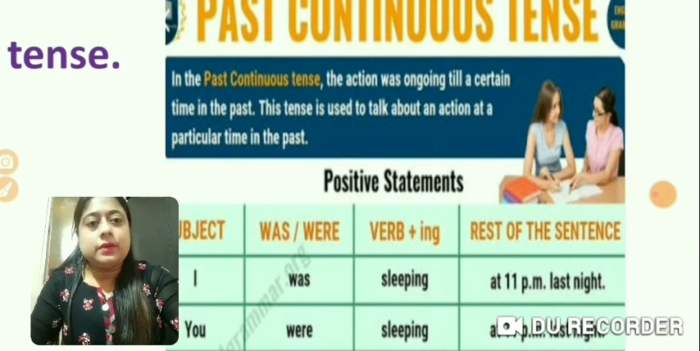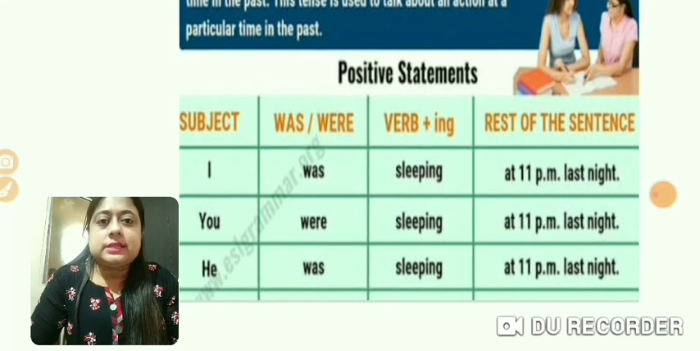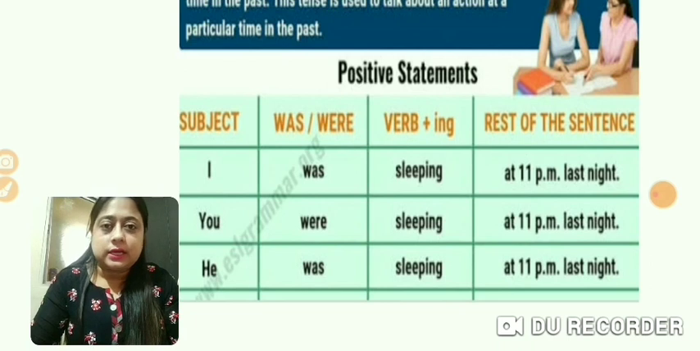action was going on. For example, what is the structure? Subject plus was if the subject is singular and were if the subject is plural. So subject plus was or were plus verb in its ing form, that is sleeping, eating, studying, reading, and plus the rest of the sentence that mentions the particular time.